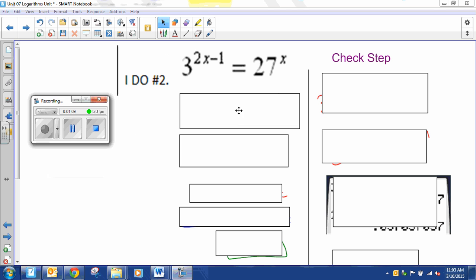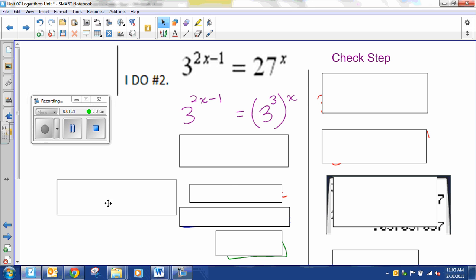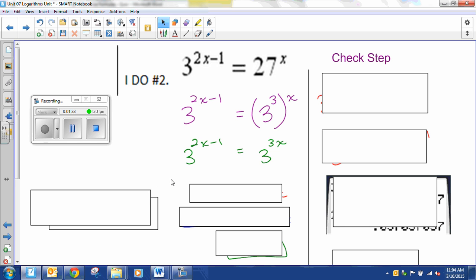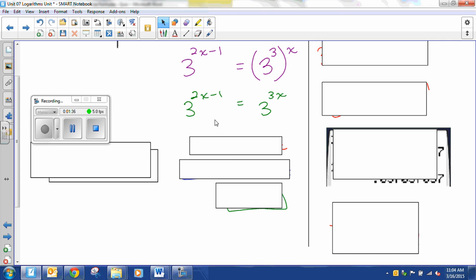Number 2, what do we do when the bases are not identical? Well, you try to make them the same. As you can see, 27 can be rewritten as 3 to the 3rd power. And since we have 3 to the 3rd power to the x power, we know that a power of a power must be multiplied. So that gives us 3 to the 2x minus 1 equals 3 to the 3x.